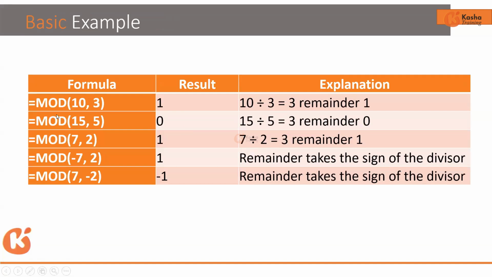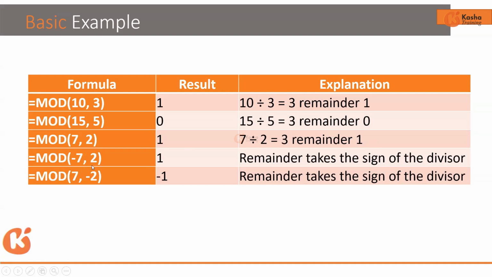So here you can see mod 10 divided by 3, which is equal to 1, which we have already seen. In the second example, it is 15 divided by 5. Now there is no remainder here, so the result is coming as 0. Here you can also see the explanation: 15 divided by 5 is equal to 3, and the remainder is coming as 0. Then you have another example, which is 7 divided by 2. Now 7 divided by 2, the remainder is coming as 1, so the result is also 1.